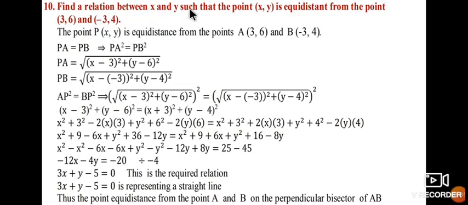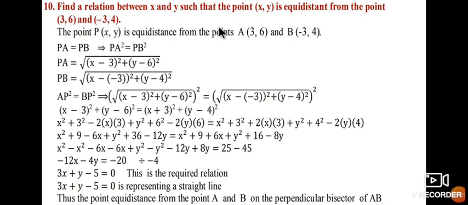What is the relation between x and y if it is equidistant from (3, 6) and (-3, 4)? Therefore the point P(x, y) is equidistant from the point A(3, 6) and B(-3, 4). It means PA is equal to PB. Therefore PA squared is equal to PB squared.